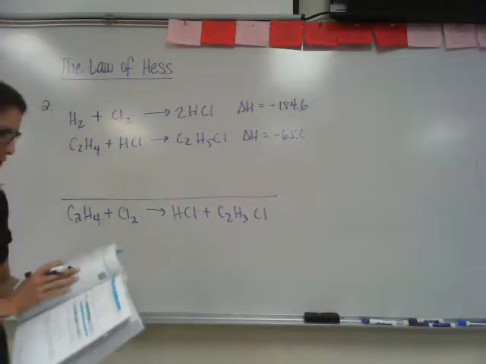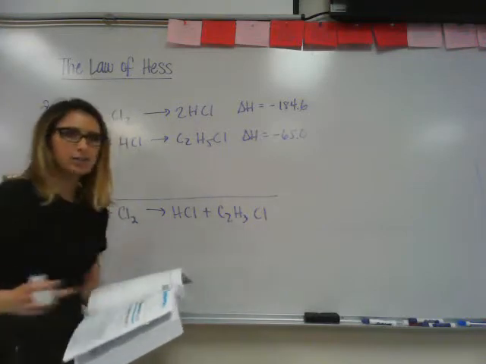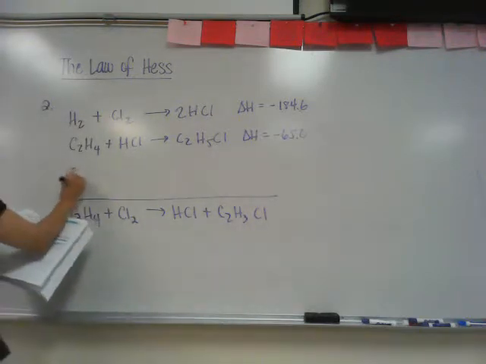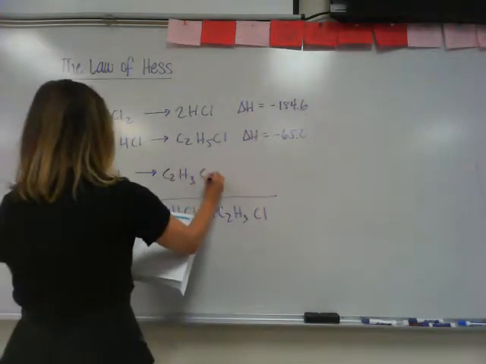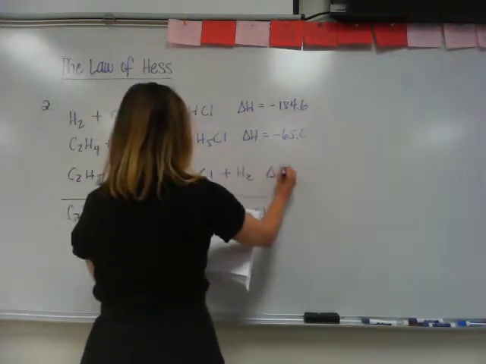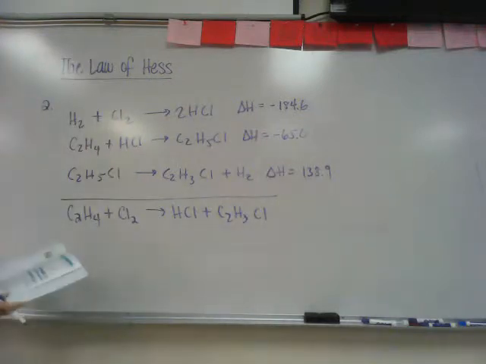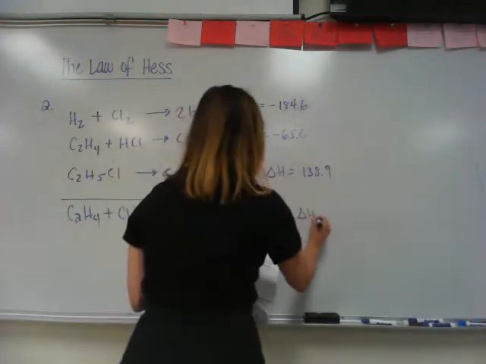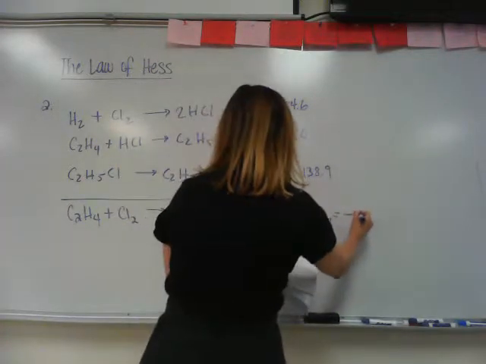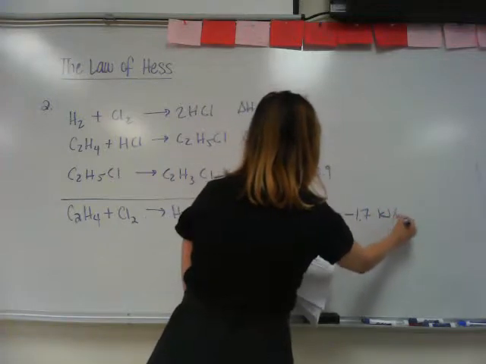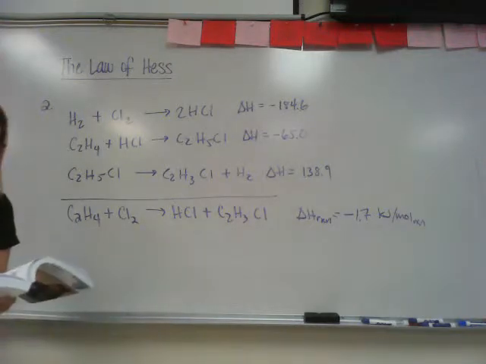Now, this third reaction has the desired product as a reactant. So I'm going to reverse it, and I'm going to put this on the reactant side, and the product side has these two substances, which means my delta H is now positive because it was negative to begin with. And then if you want to get the overall delta H, you would add these values together, and you should get negative 1.7. Okay? Okay. Then we have the third.